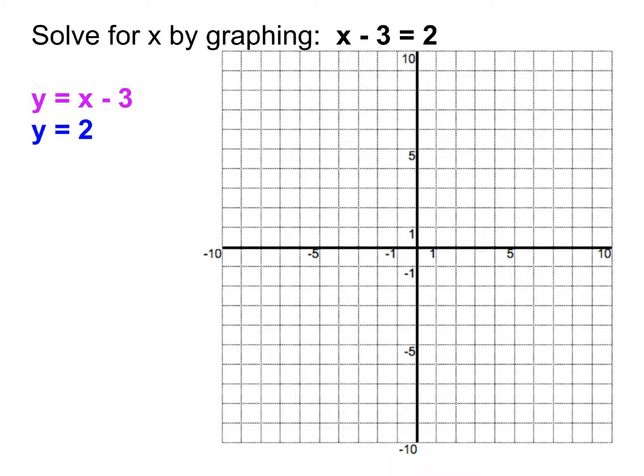So above your next graphing grid, please write down this equation as you see it: x minus 3 equals 2. And now we're going to graph both sides of that equation. So we're going to graph the left side.